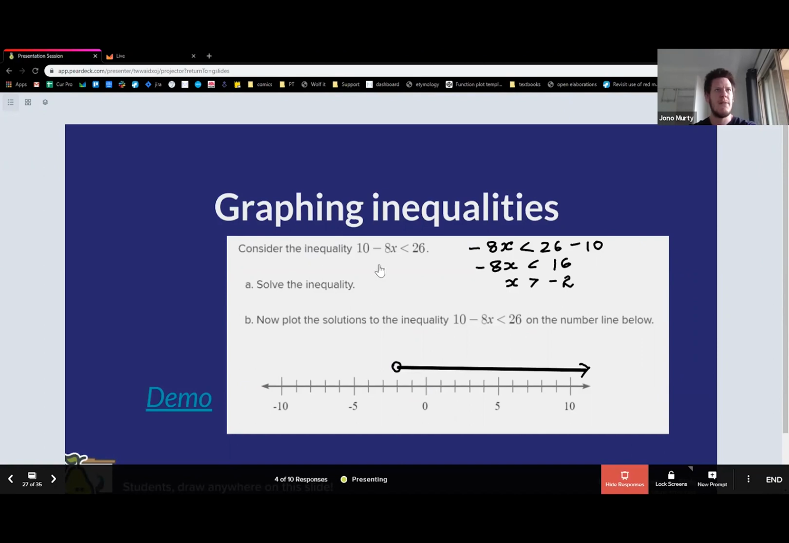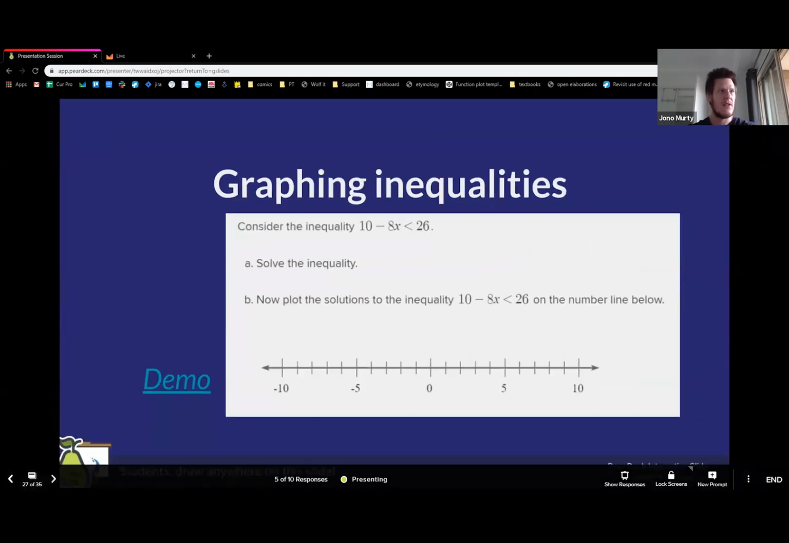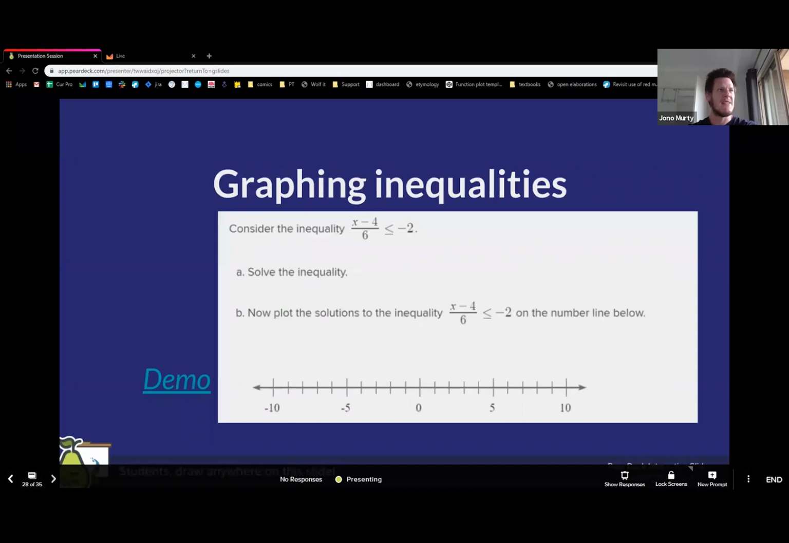Let's test 0. 10 minus 0 is definitely less than 26. -5, that would make this -40. Oh, wait. What's happening here? Yes, if x was -5, we would have 10 minus -40 gives us 50. That's wrong. Okay, let's move on. This was the one I just put in at the end in case we were racing through it. Let's just skip that for now.